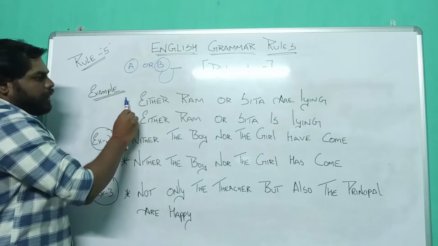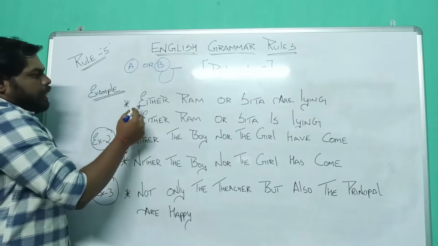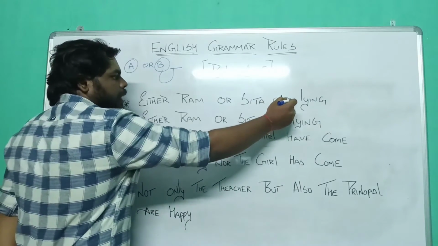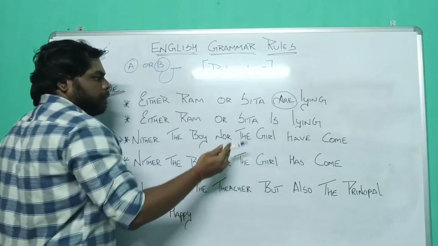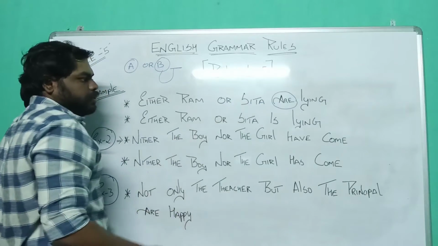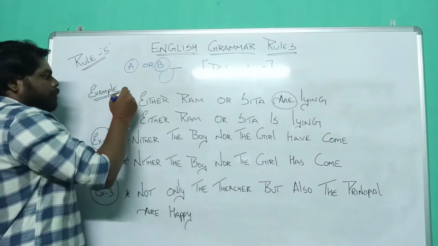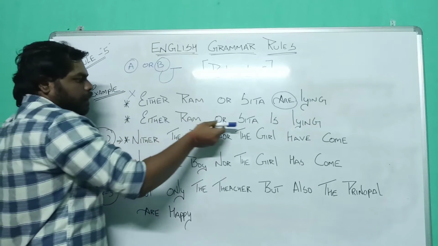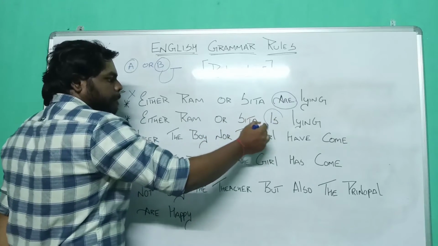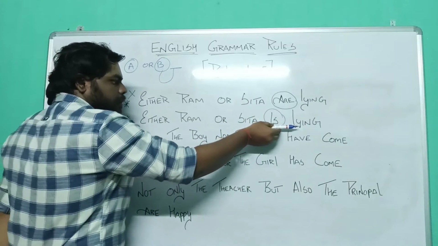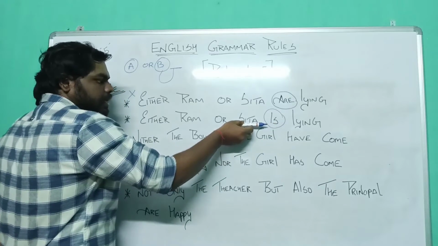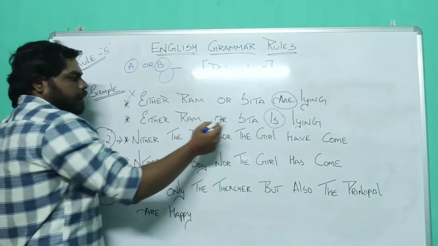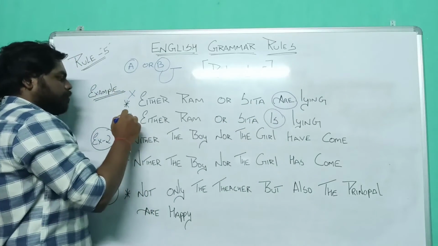So now let us see some examples. Either Ram or Sita are lying. Here we have used a plural verb, but the nearest subject is singular. So this is wrong according to rule number 5. Let us see the right form of it. Either Ram or Sita is lying. We have used a singular verb here because the nearest subject is singular. So singular should go with the singular verb. So either Ram or Sita is lying is the correct form of the sentence.